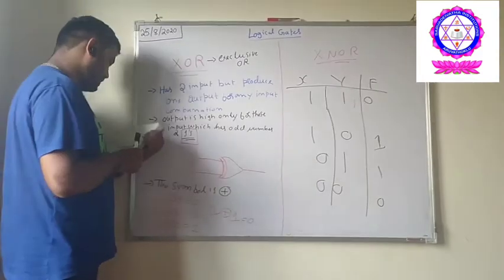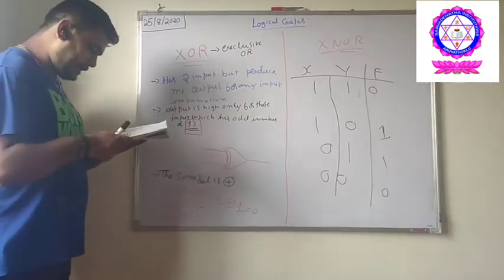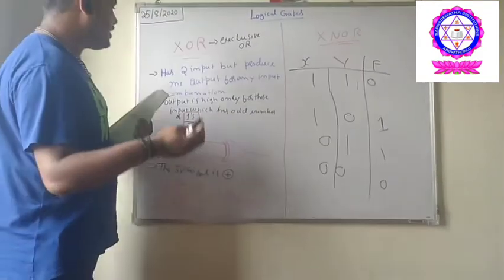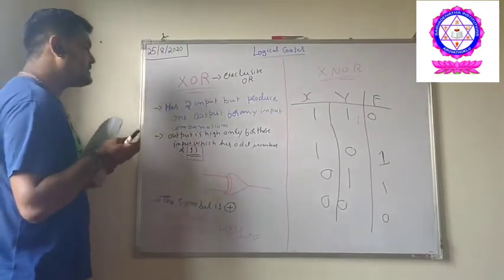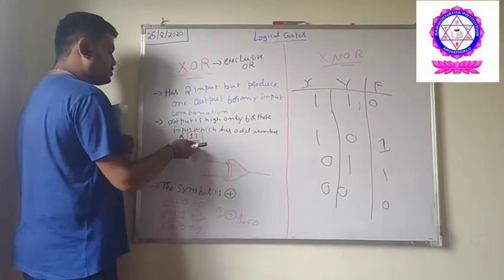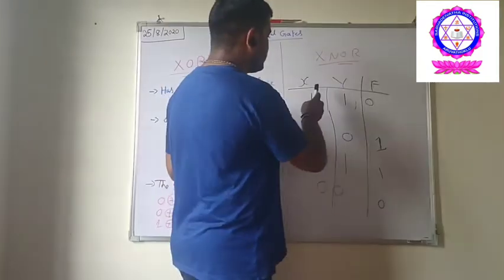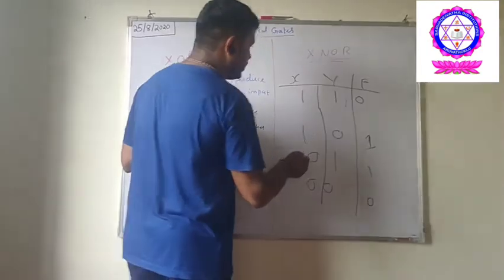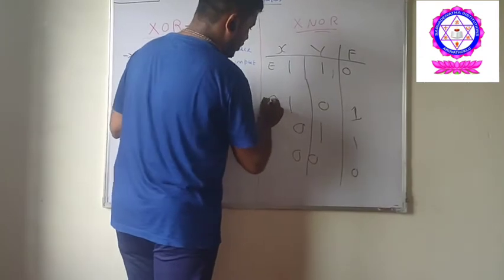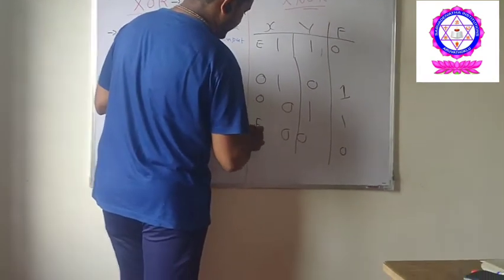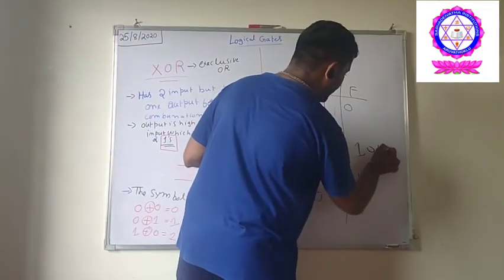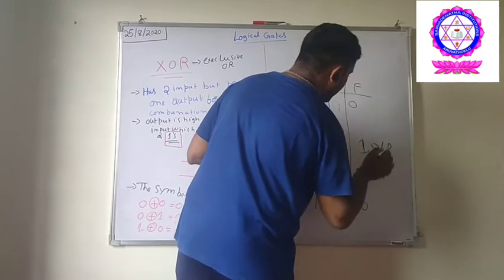What does the exclusive OR say? It can also have two or more inputs and produces only a single output for any combination of inputs. The output is high for those inputs which have an odd number of ones. Take the example over here. This is the truth table. This is even, here you have an even number, here odd, and this is even. So wherever we have an odd number of ones, your output will be high. So this is an XOR gate.